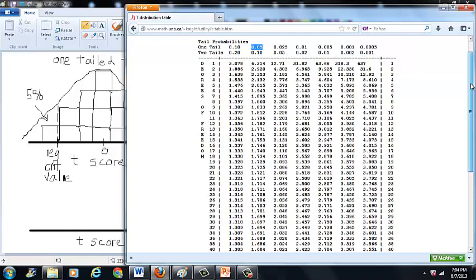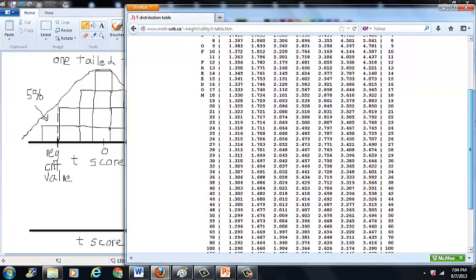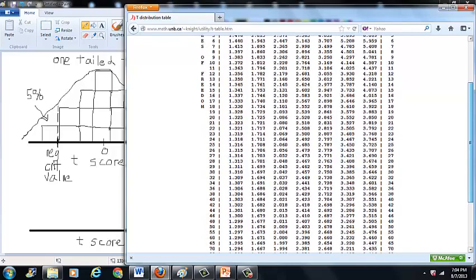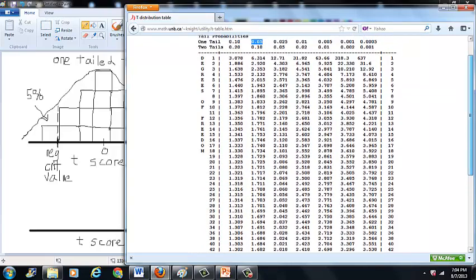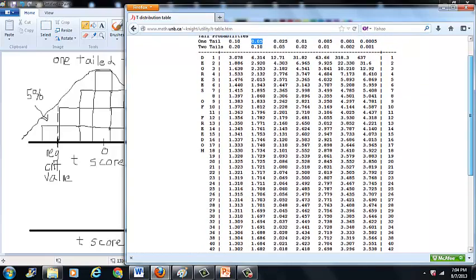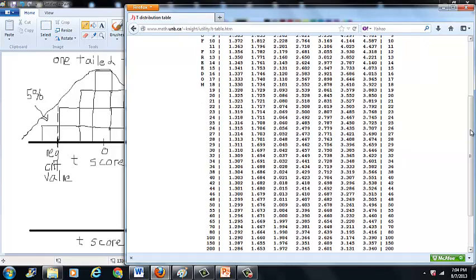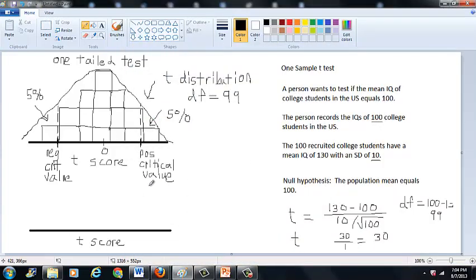Let's go down to 80. What do we end up with? 0.05, the second column. About 1.66 for our critical value, and the negative critical value will actually be the number that's just the opposite of what we found in the table.